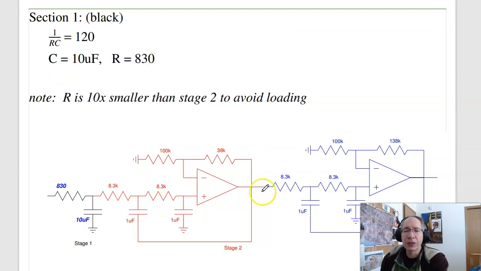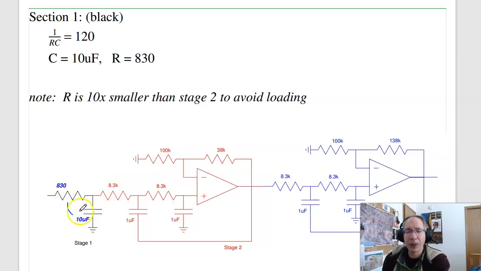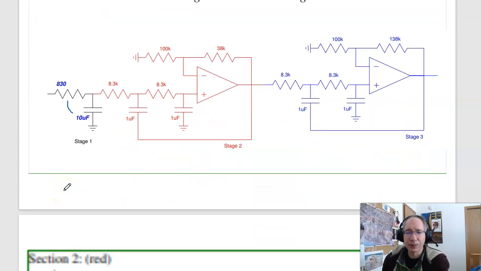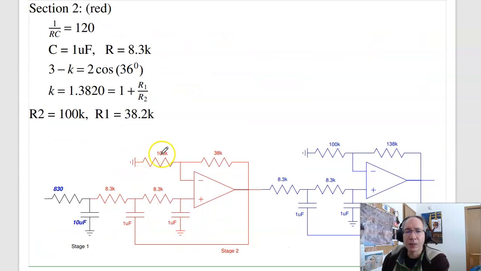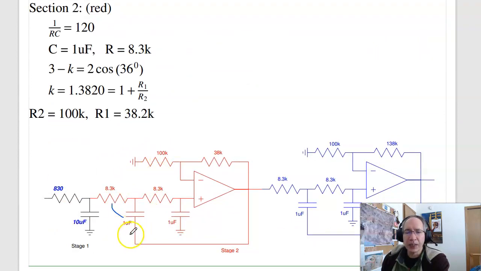So this is what the circuit's going to look like. To find the values, I'll pick one of these. I chose 1 microfarad for these, 10 microfarads for this one. Basically, I want the resistance to go up by 10 times as we go from the first stage to the second. For the first stage in black, I want 1 over RC to be 120, C is 10 microfarads, R is 830K, or 830. Second stage, 1 over RC is 120, C is 1 microfarad, solve for R is 8.3K. And notice that R goes up by 10 times as we go from the first stage to the second stage. That prevents loading.